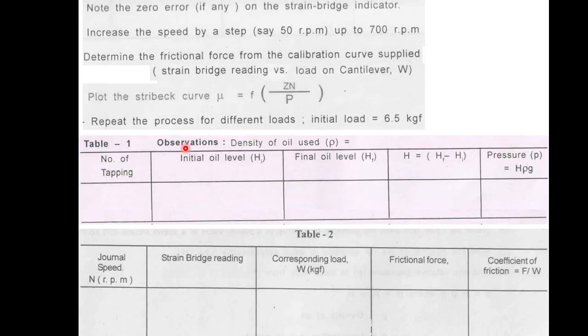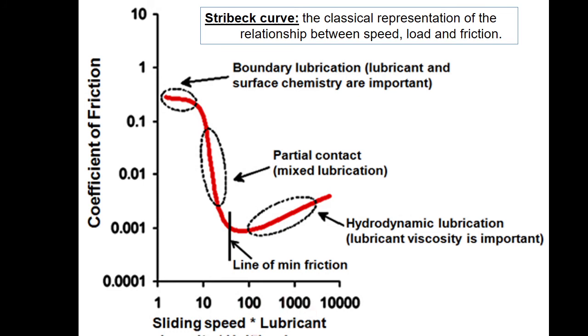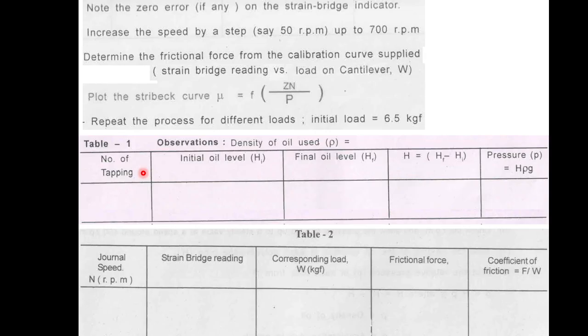So this is for your table 1, and table 2 is for plotting this Stribeck curve. What will change here? We will change the rotational speed. For various rotational speeds, the coefficient of friction will change, and with this change the shear force will change, and ultimately the load at the tip of the cantilever will also change.